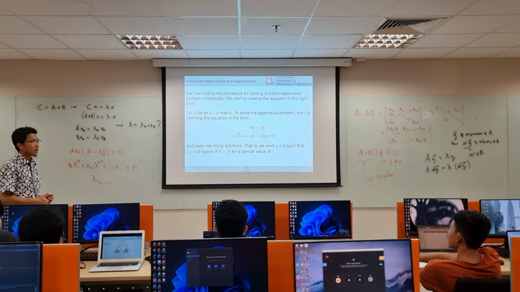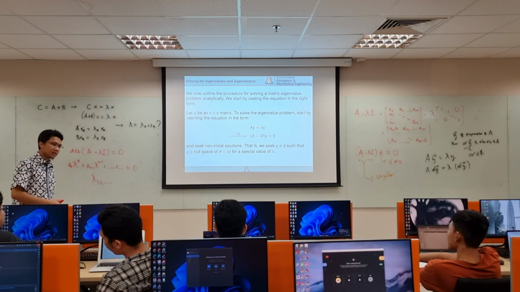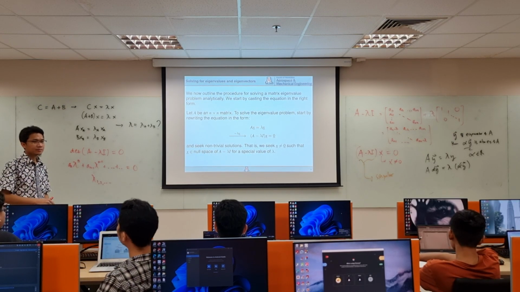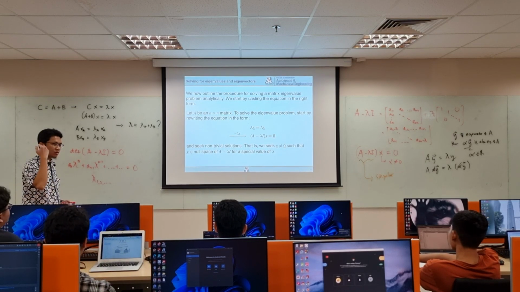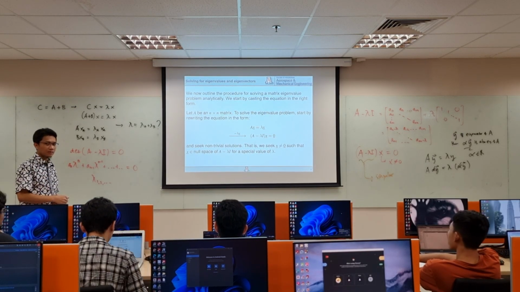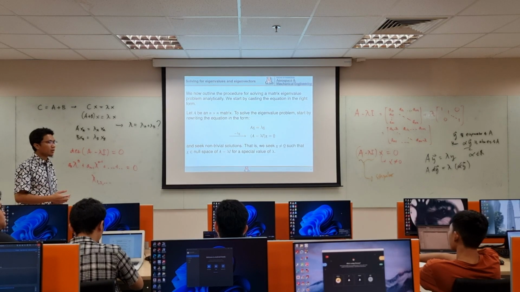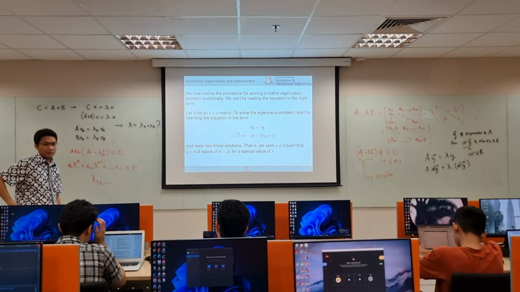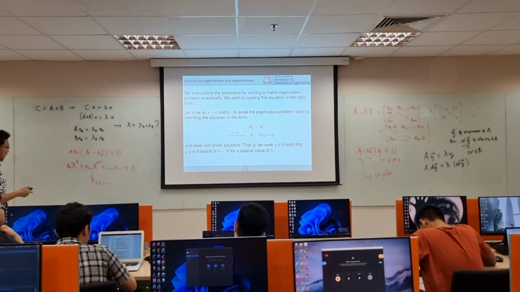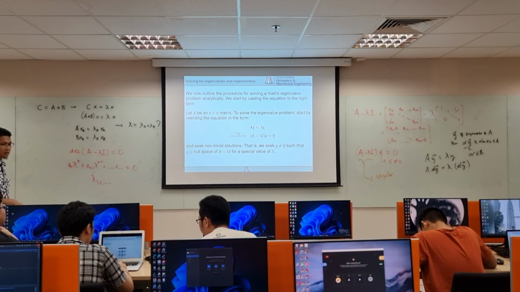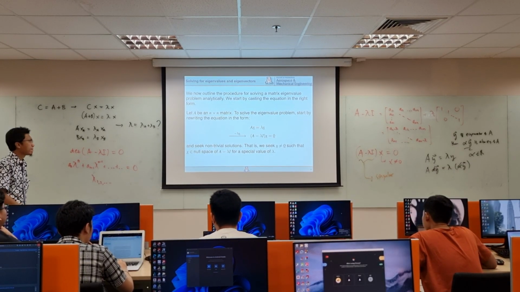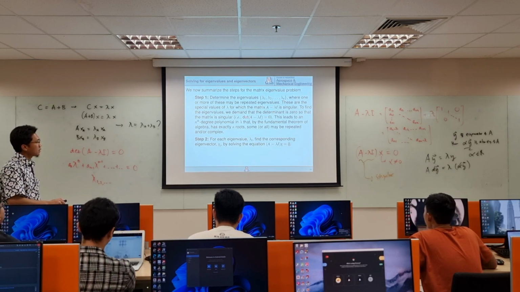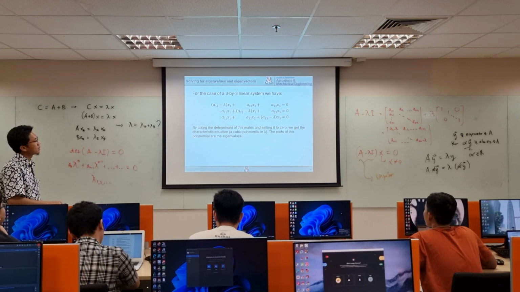If it is 2 by 2, it is quadratic. If it is 3 by 3, you have a cubic polynomial. 4 by 4, you have lambda to the power of 4. The roots can be complex. So that's the plan. We compute the determinant of this, but we know that the result is 0.